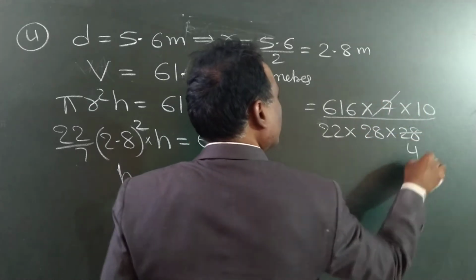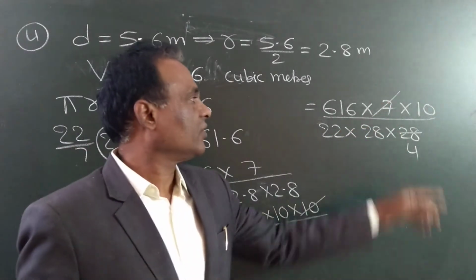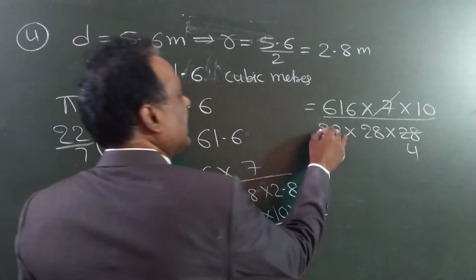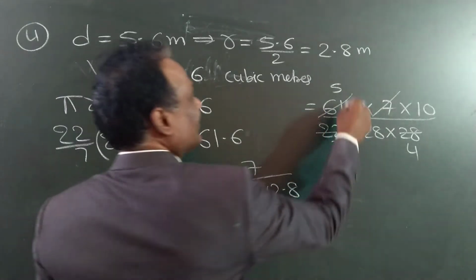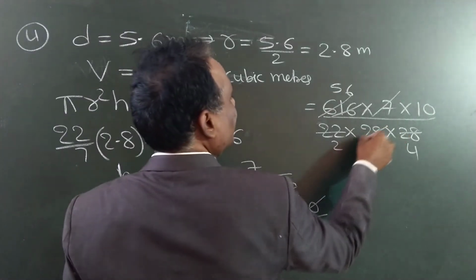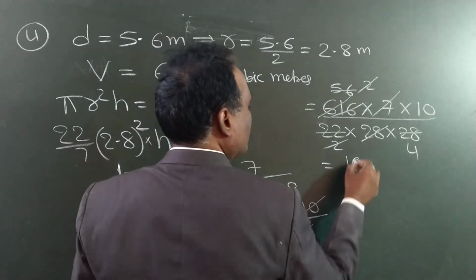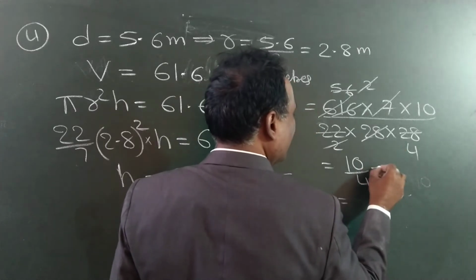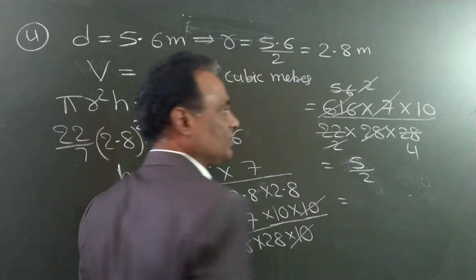7 ones are 7, 7 fours are 28. 11 twos are 22, 11 fives are 55, 11 sixes are 66. 28 twos are 56. 2 cancel. 10 by 4, 10 by 4. Nothing but 2 twos are cancelled. That is 5 by 2. 2 twos are cancelled, 5 by 2 finally.